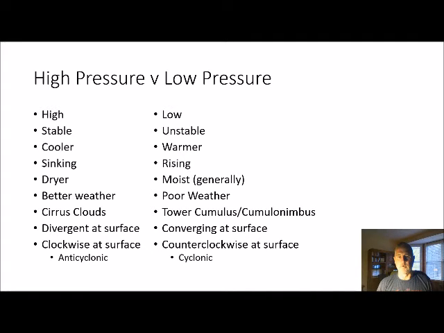Low pressure is unstable, meaning it's warmer, rising air, generally more moist, and creates more volatile weather, with those towering cumulonimbus clouds, and it is converging. Because the low pressure air is going up, it creates a void near the surface. It's low pressure. So the air is moving inward, or converging, at the surface. It converges, goes up, and then diverges at the top, but converges because it's coming in and making that right-hand turn. That's going to create that counterclockwise, or what's called cyclonic, rotation.